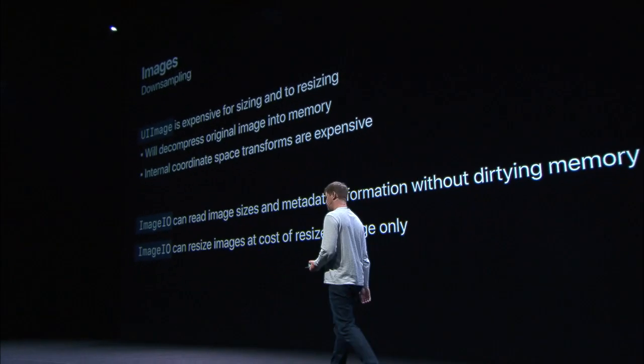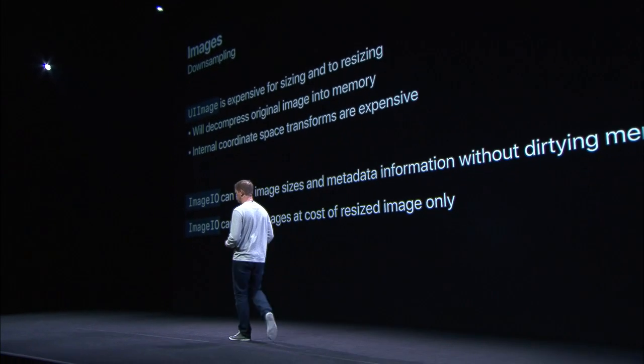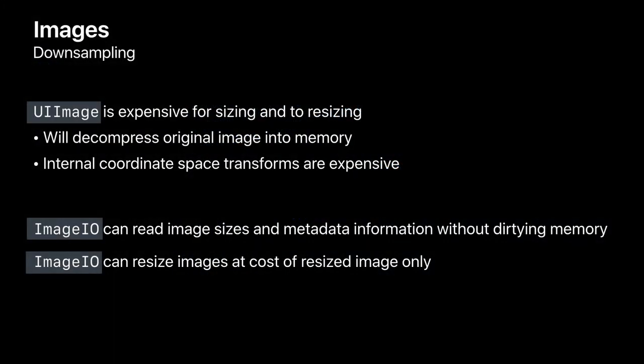One other thing that we typically do with images is downsample them. When we want to make a thumbnail or something, we want to scale it down. What we don't want to do is use a UIImage for the downscaling. If we use UIImage to draw, it's a little bit less performant due to internal coordinate space transforms. And as we saw earlier, it would decompress the entire image into memory. Instead, there's the Image I/O framework. Image I/O can actually downsample the image, and it will use a streaming API such that you only pay the dirty memory cost of the resulting image. So this will save you a memory spike.